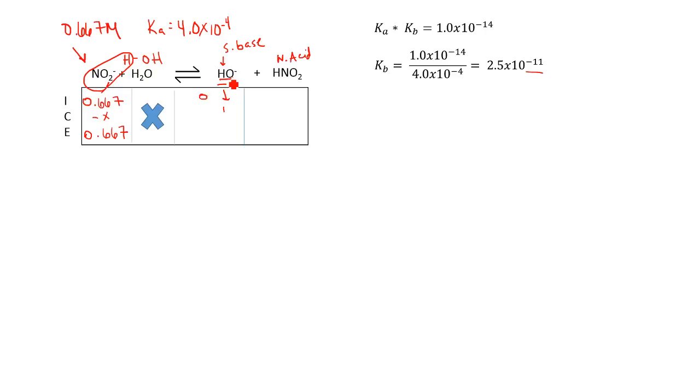Okay, I have no hydroxide initially. I make some amount of hydroxide during this reaction. I had none. I made X amount. At equilibrium, I have X amount. Initially, I had no weak acid. I made X amount of weak acid. I can solve for X. Now I have my ICE chart.